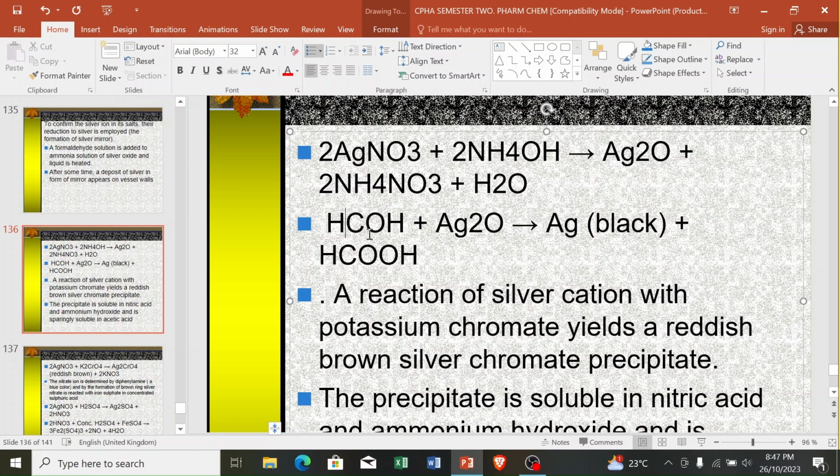And it is also a confirmatory test for the presence of silver. So you can use the first experiment for suspecting the presence of silver, and then you confirm when we react it with formaldehyde, the first aldehyde, when it reacts with our ammoniacal silver nitrate. Okay, so I hope I'm speaking to somebody.